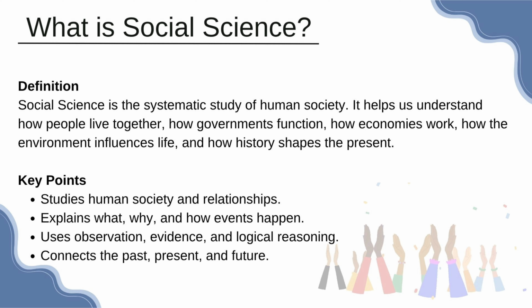Social science is the systematic study of human society. But don't let this definition scare you. Let's understand it in a much simpler way. Imagine your life is a giant puzzle. One piece is your family, another is your school, another is your city, another is the government, another is the economy, and another is nature. Now imagine connecting all those pieces together. That complete picture is called social science.